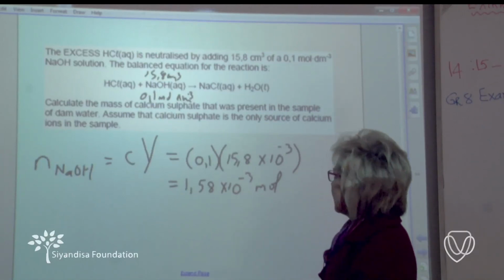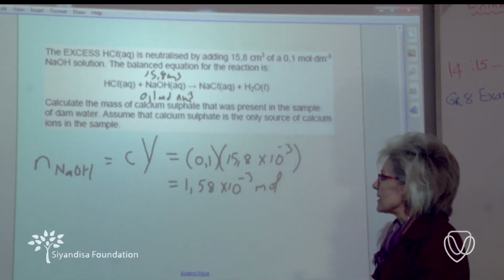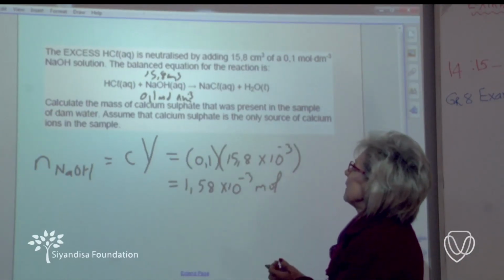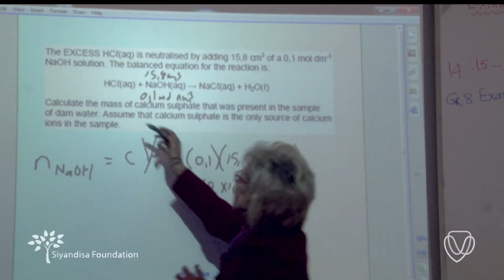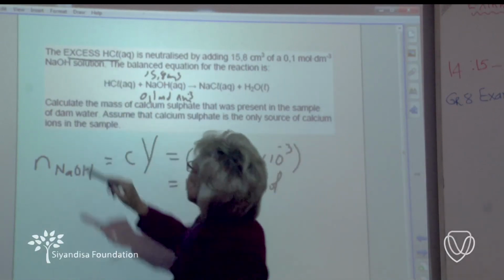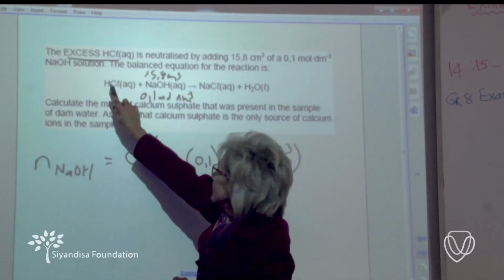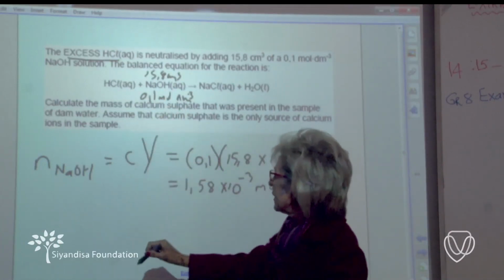That is our amount of mole of sodium hydroxide. Now, what am I doing here? I need to find out how much was the excess HCl. This means I need to go from here to there. That's why I've got the balanced equation.